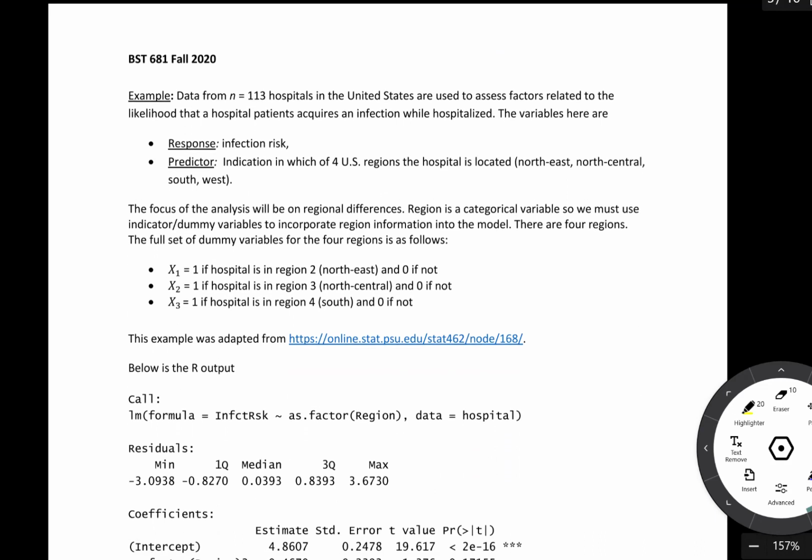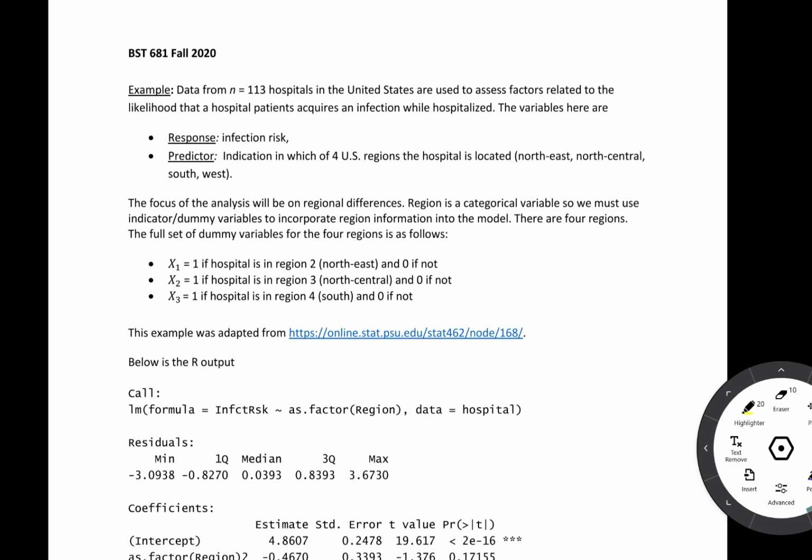All right, so let's look at an example. We have data from 113 hospitals in the United States that were used to assess factors related to the likelihood that a hospital patient acquires an infection while hospitalized. The variables here are as follows. Our response variable is going to be infection risk. And the predictor is an indication of which of the 4 U.S. regions the hospital is located in, whether it be northeast, north central, south, or southwest. So notice here we do have a single categorical predictor variable with 4 levels, so we know that we are going to have to create 3 dummy variables when we fit this model.